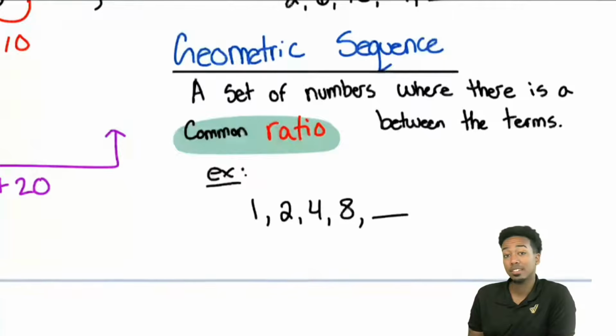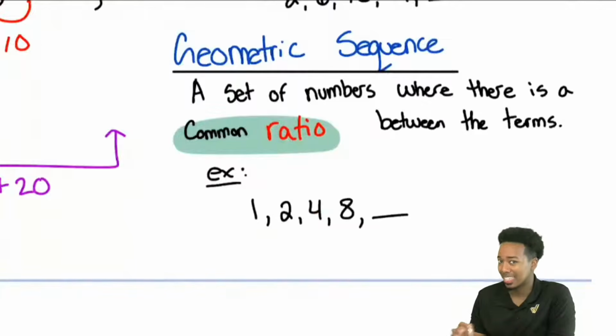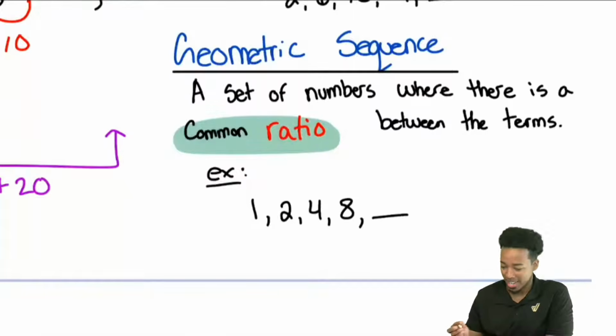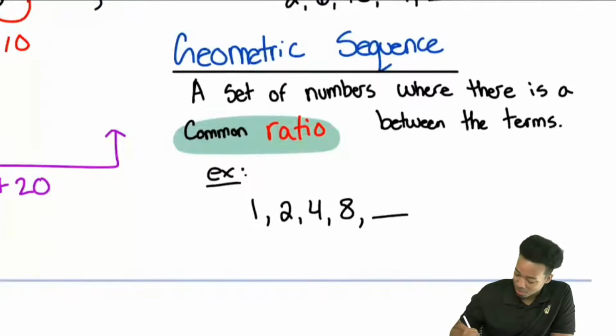So it wouldn't be 10. Because if you look at this, you add 1, then add 2. So you're not adding the same thing every time. You're multiplying by the same thing every time here. Because 1 to 2, that's times 2. 2 to 4, times 2. 4 to 8, times 2. 8 to the next number, times 2. And that'll be 16. And so in this example here, that answer would be 16 there.